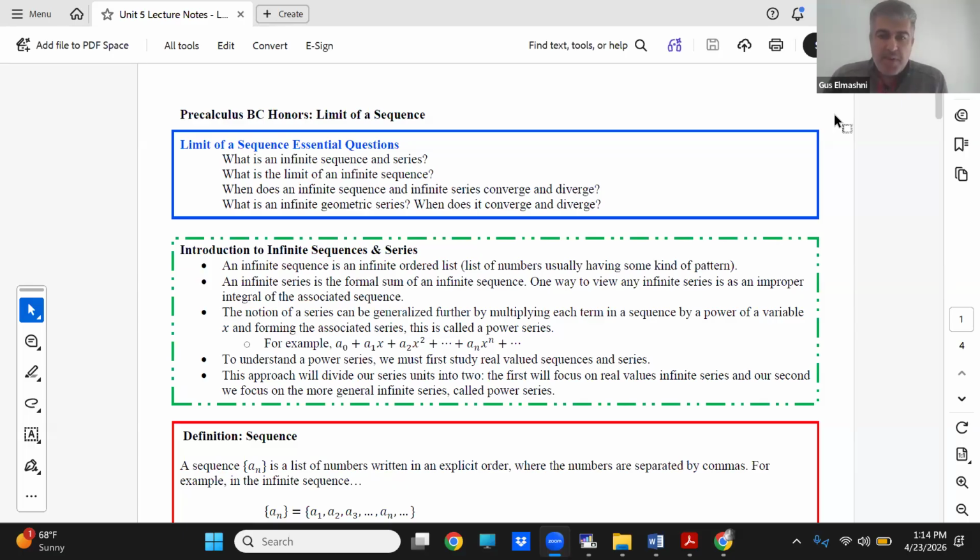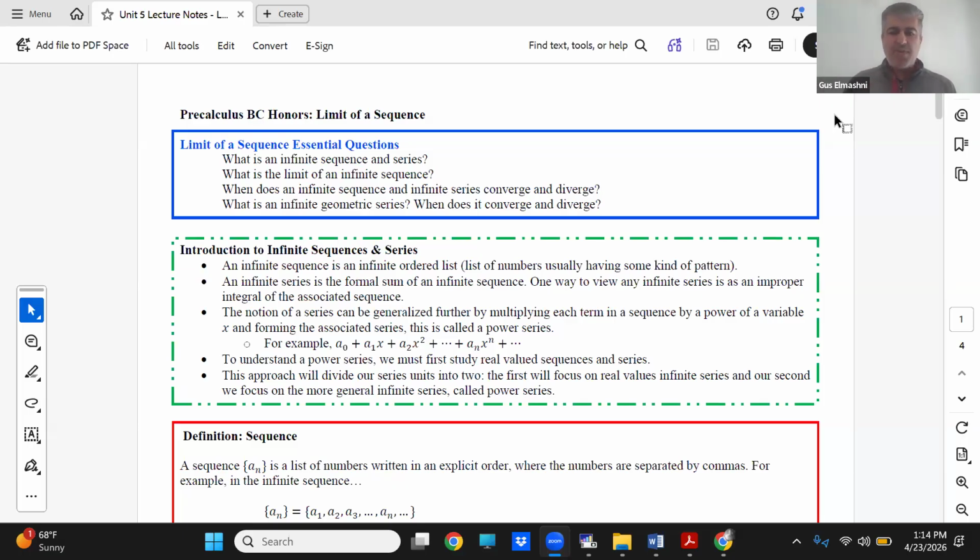So the introduction. Again, an infinite sequence is an infinite ordered list, a list of numbers usually having some kind of pattern. An infinite series is the formal sum of an infinite sequence. It sounds kind of the same, series and sequence, but a sequence is a list, a series is the actual sum. One way to view any infinite series is as an improper integral of the associated sequence. Don't worry about that. We have not talked about integrals, so that's a little crazy.